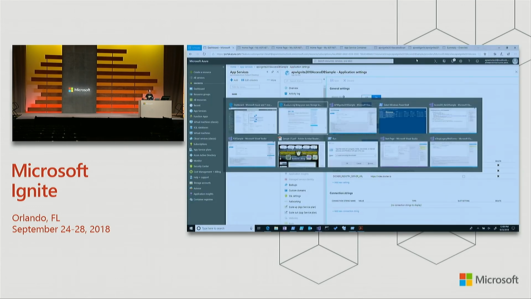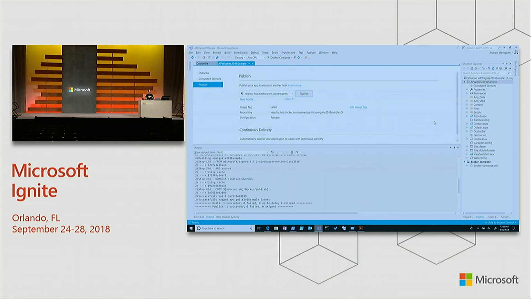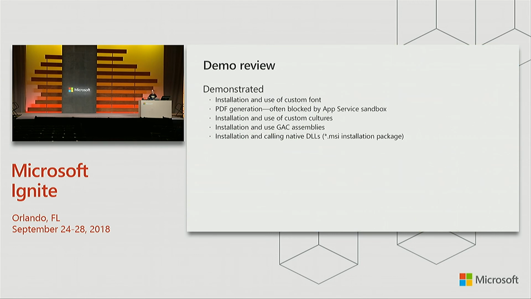So the access one we've gone through, let me just do a recap. We've done custom fonts, PDF generation, custom cultures. GAC assemblies are the same as doing it with an MSI for a DLL and that sort of thing, because you need to package your GAC assembly up in an MSI and then install and execute. So there we go. 21 minutes. Okay.